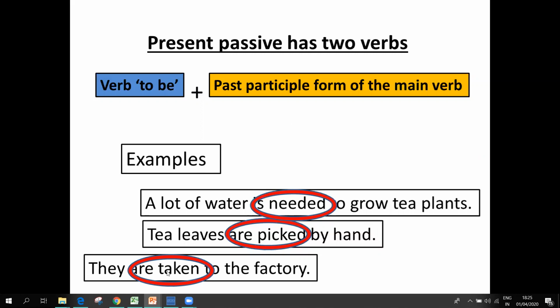But look at this verb. The infinitive form is take. I'm sorry, it's not very clear here, but it's okay. You can listen to me. The past form of take is took, as you know. And what's the past participle form? Taken.